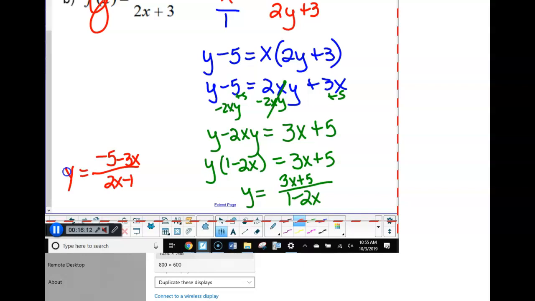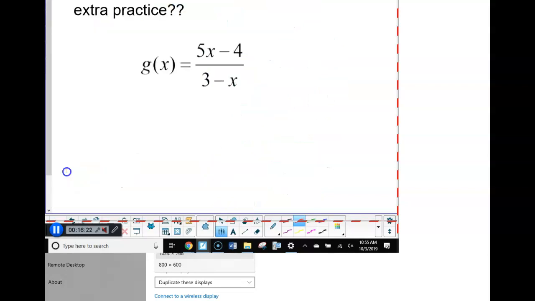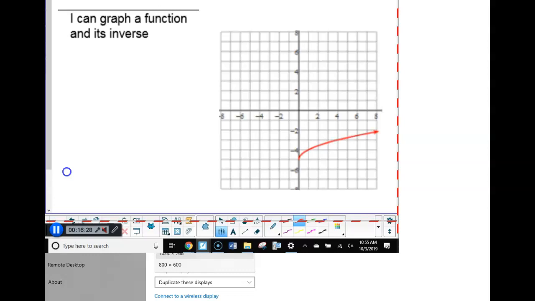Anybody else? Question? I would highly suggest you do the assignment on that, because that is a tricky one that you will not remember all the steps if you don't do it. I do have an extra practice, but I vote we come back to that if we have time, okay? If somebody wants to see another one of those.